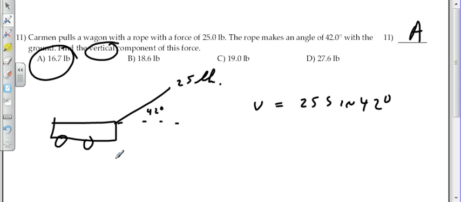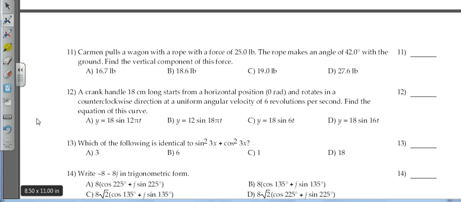So not all of the right answers will be taken away. Only the ones on the harder problems.